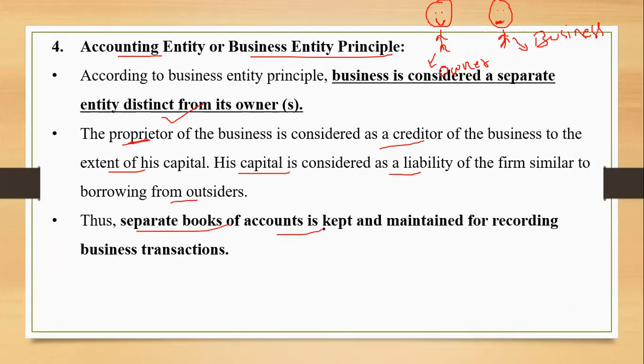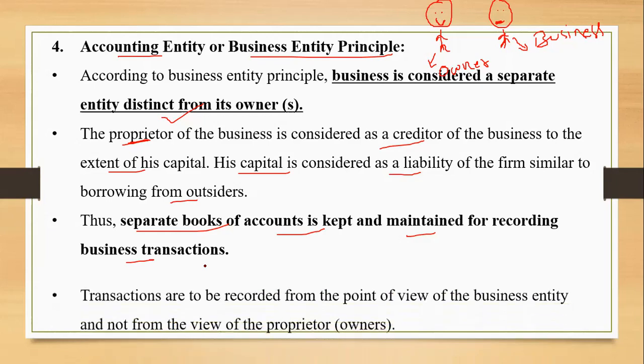Separate books of accounts are kept and maintained for recording the business transactions. We are never going to entertain any personal transactions of the owner. If the owner has been spending some money out of his personal bank account, out of his pocket, business has nothing to do with that. But yes, if the owner spends some money for his personal reasons out of the business money, that will be recorded. That is taken as drawings.